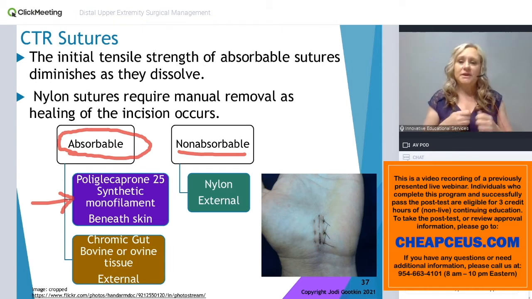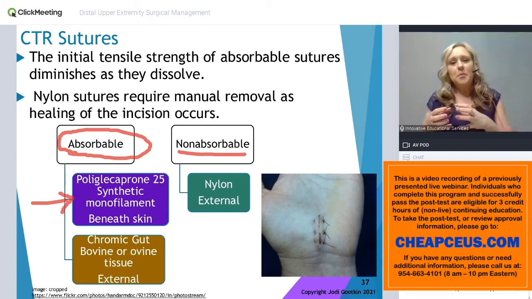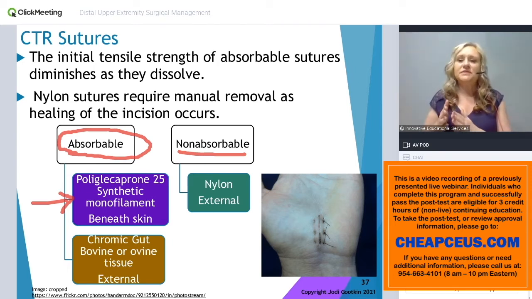And when we look at the tensile strength and the role of the suture, it's to hold the tissues together while they're healing. Particularly, this type of suture is going to have its initial good tensile strength to hold the tissues together for about the first 7 days. And by day 7, it's down to around 60 or 70% of its original tensile strength.